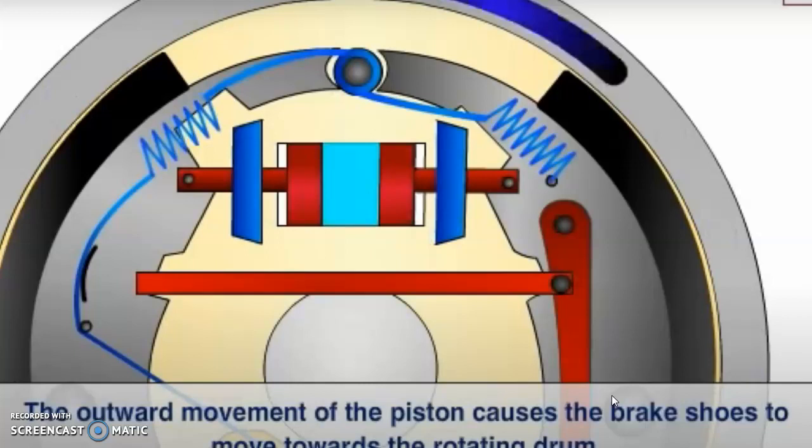From the application point of view, hydraulic brakes are extensively used in cars, and sometimes in motorcycles also, where they work in the form of a disc brake, generally fitted on the front wheel. This is all about our hydraulic braking system.